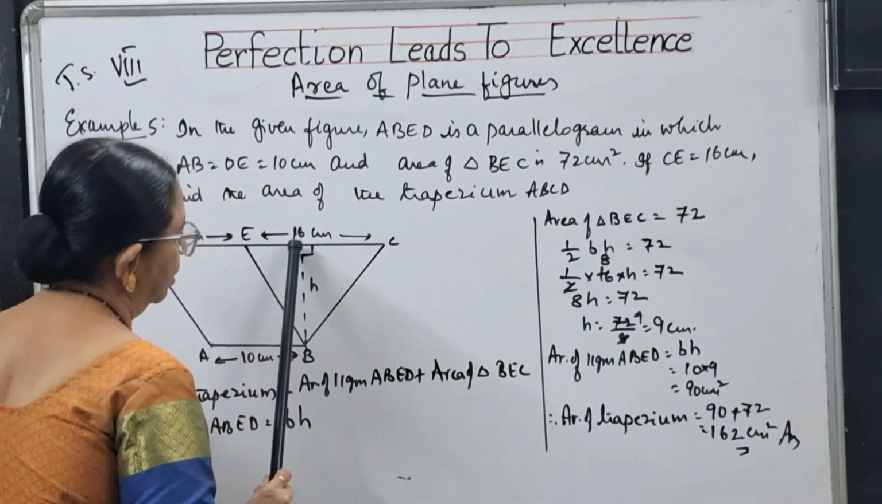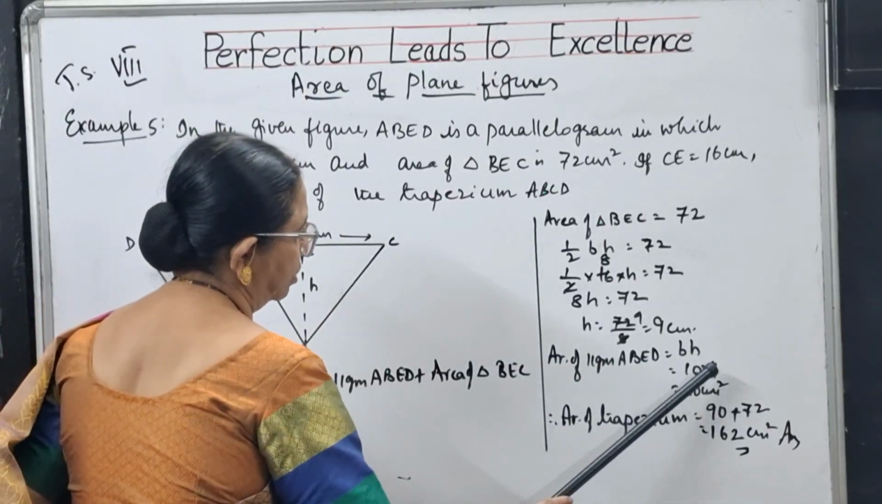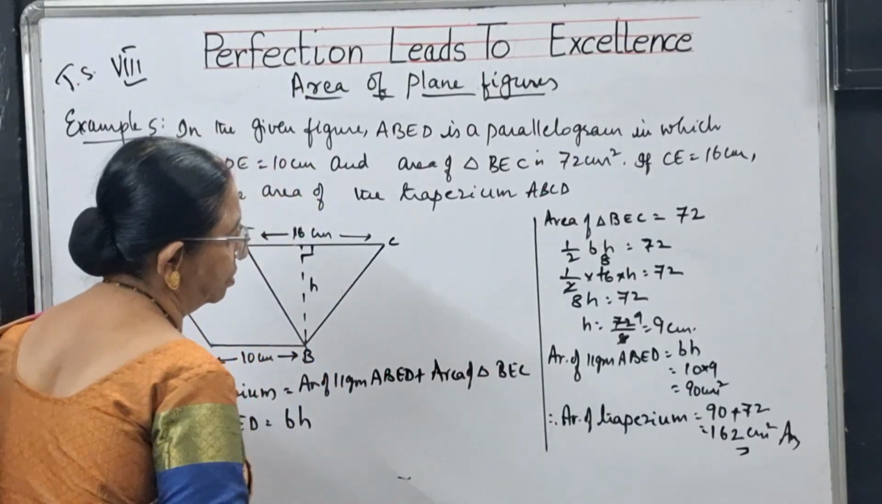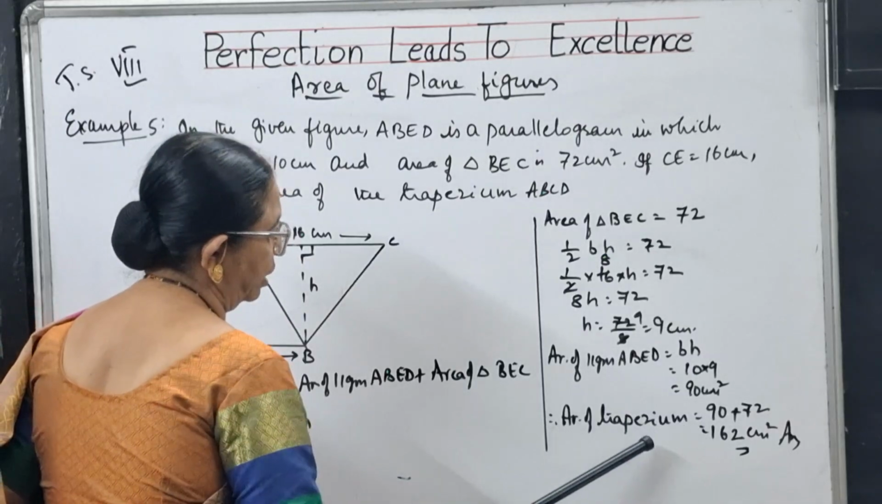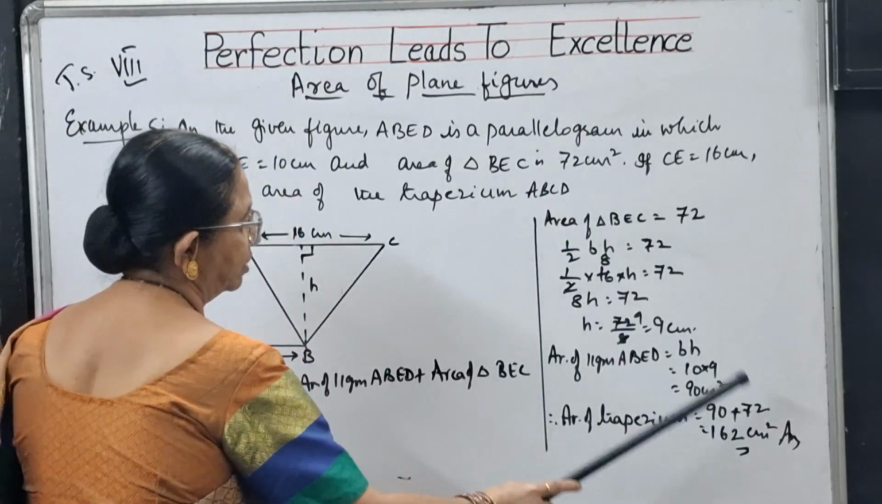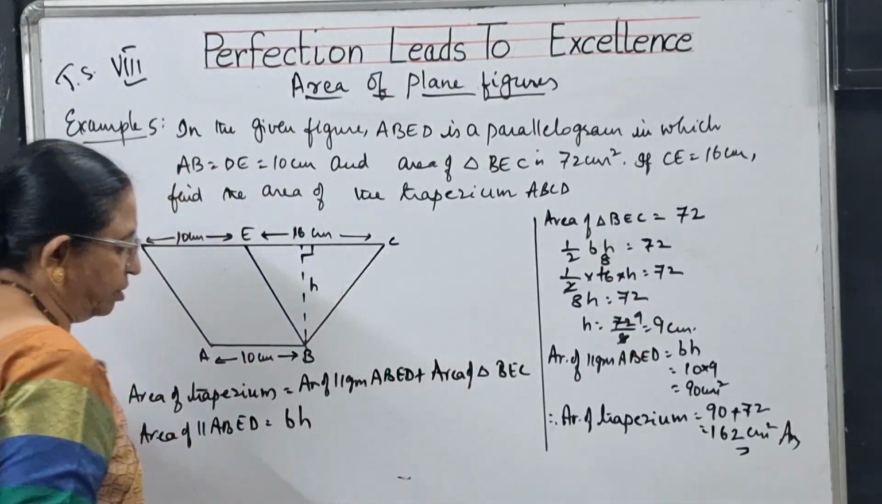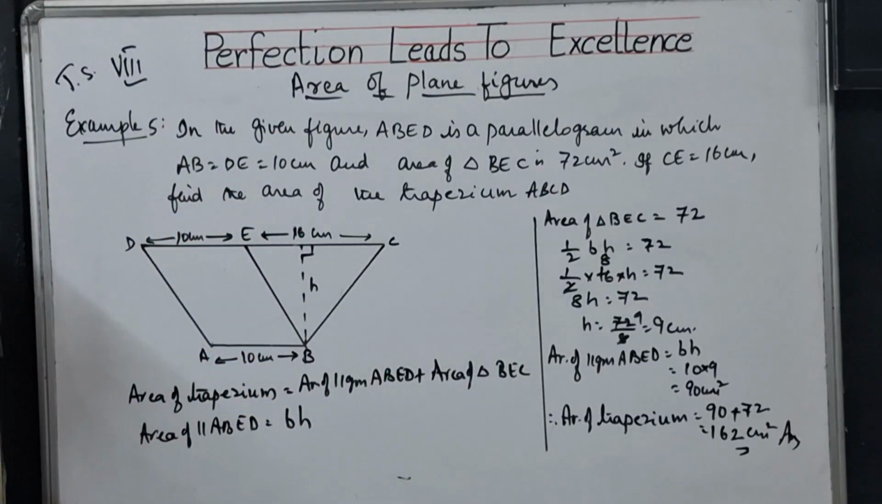We have got height as 9 centimeters. So area of parallelogram is base into height, 10 into 9, 90 square centimeters. So area of trapezium is 90 plus triangle they have given 72. If you add, 162 square centimeters is the answer for this problem. Children, please note it down.